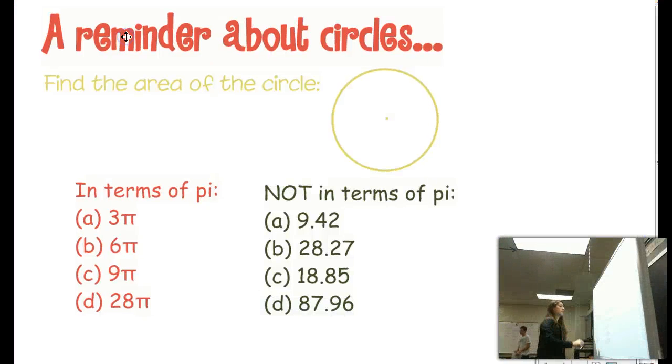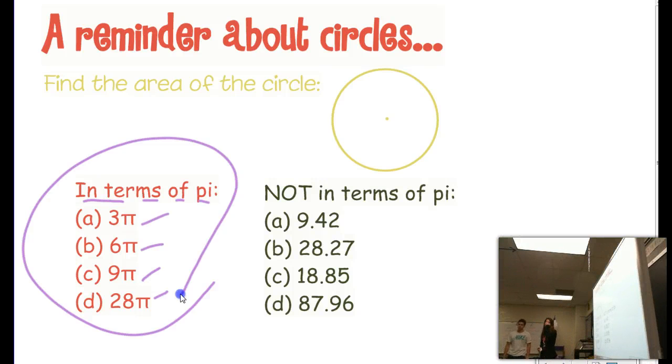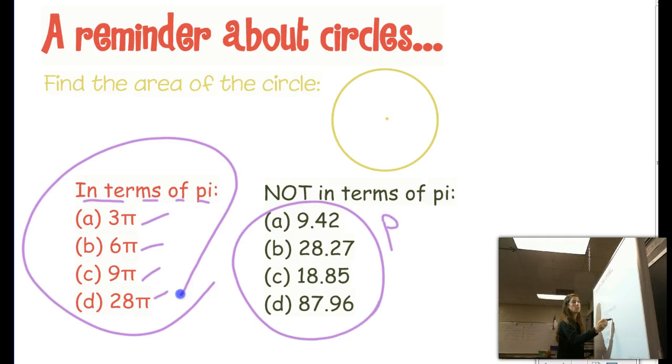Your answer should have a pi symbol. In terms of pi, it should have a pi symbol. If it says to round to the nearest tenth, then your answer is not going to have the pi symbol, and that means you pressed the pi button. So I just want to remind you the difference: in terms of pi, not in terms of pi.